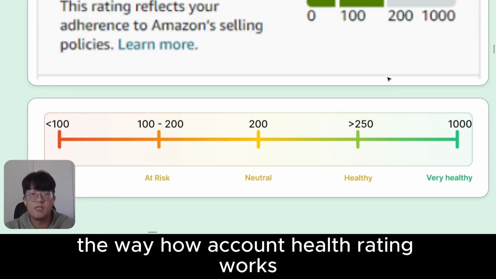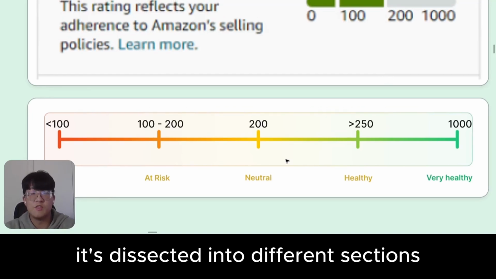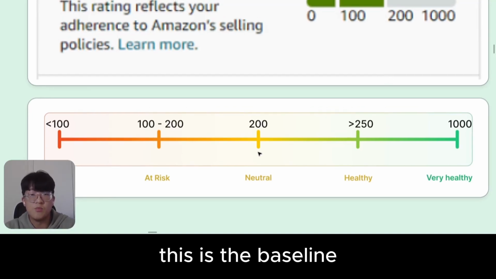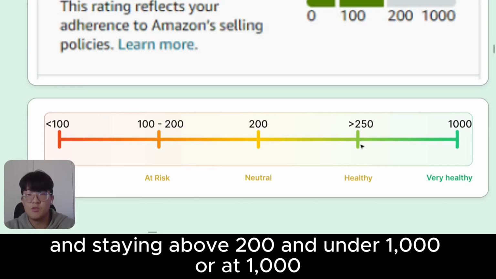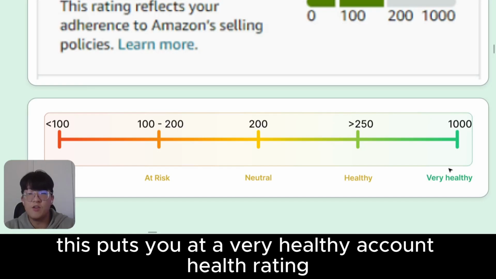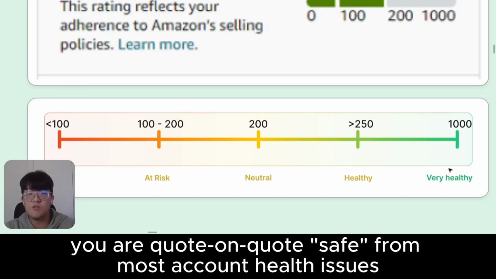The way the account health rating works is divided into different sections. When you are at 200, this is the baseline. If you're above 250, this is a proven metric to determine whether you are a good seller or not. And staying above 200 and under 1000, or at 1000, puts you at a very healthy account health rating. You are, quote unquote, safe from most account health issues.